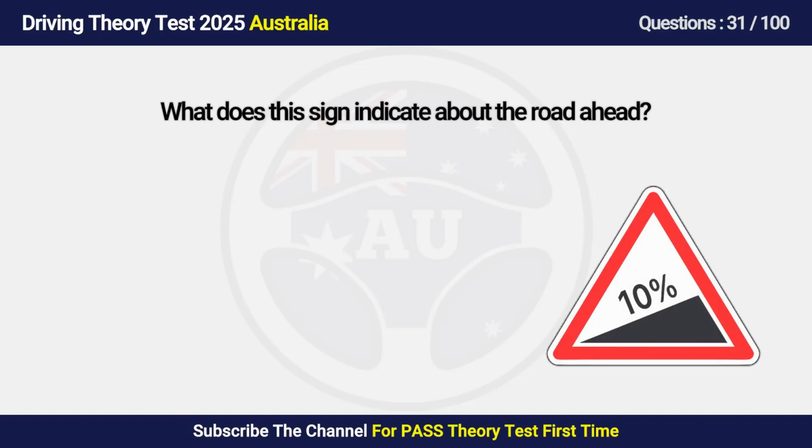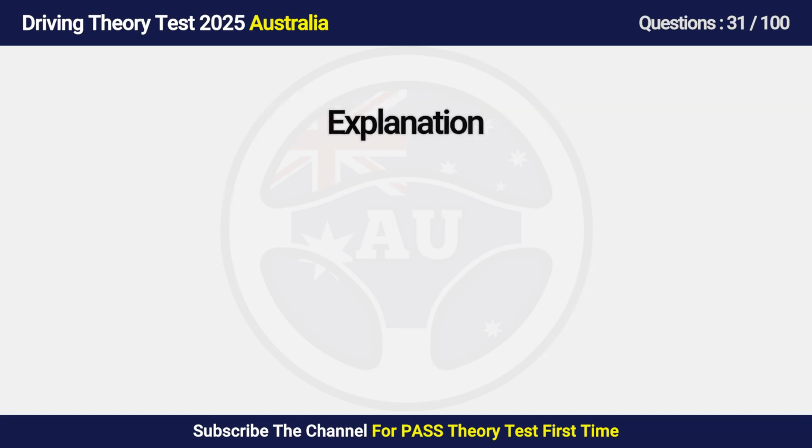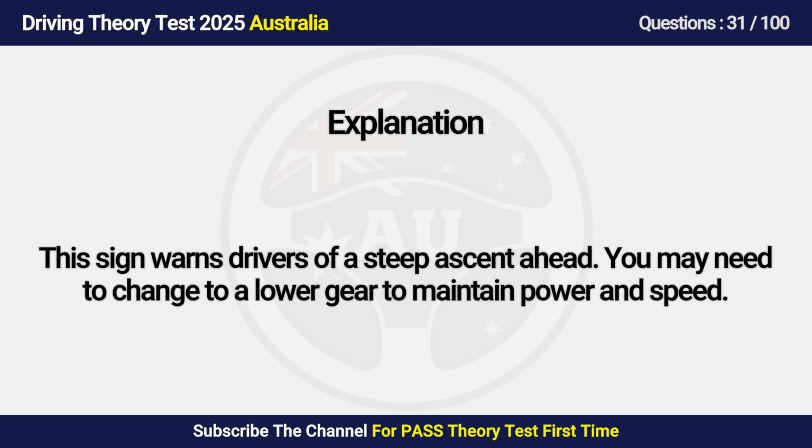Question 31. What does this sign indicate about the road ahead? A. Steep descent. B. Steep ascent. C. Uneven road. D. Road narrows. Answer is B. Steep ascent. This sign warns drivers of a steep ascent ahead. You may need to change to a lower gear to maintain power and speed.